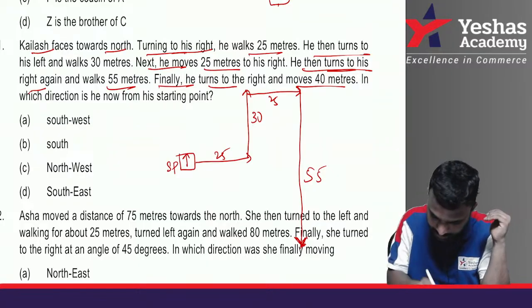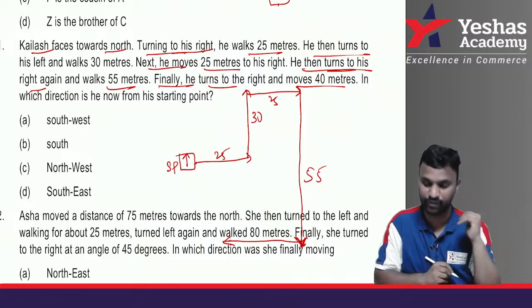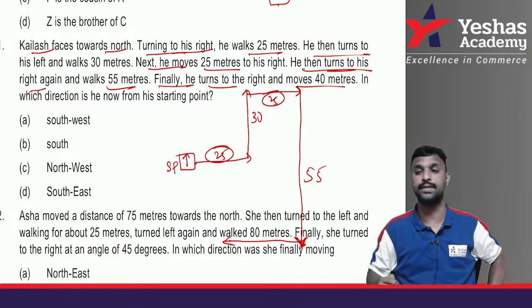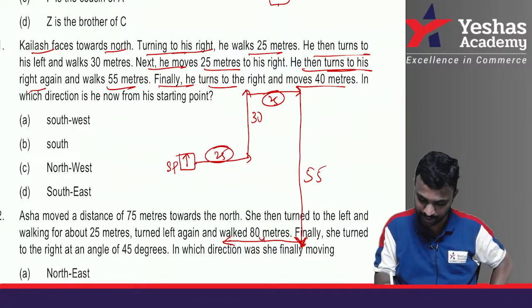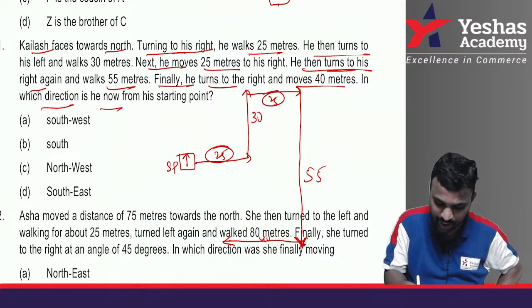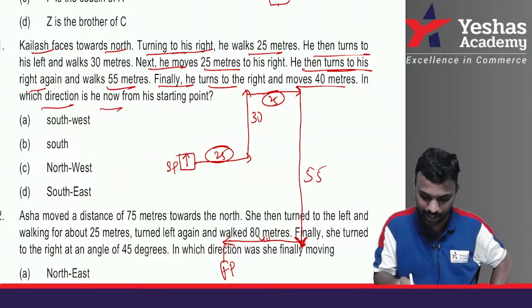So 40 meters definitely will not surpass the starting position, because the starting position is at a 50-meter distance. Yes or no? Because this is 25, this is 25, horizontal distance is 50. So 40 should be definitely before that starting point only. The question is, which direction is he now? This is the final position.